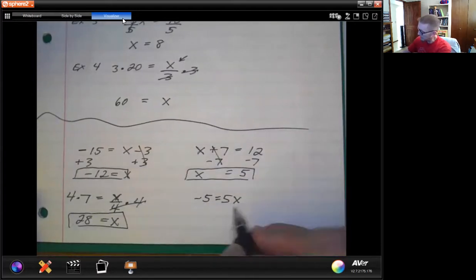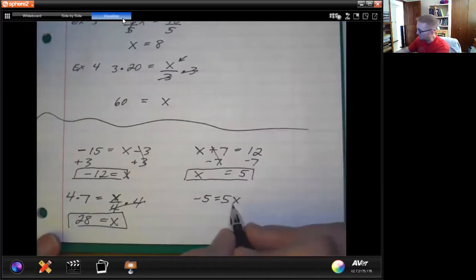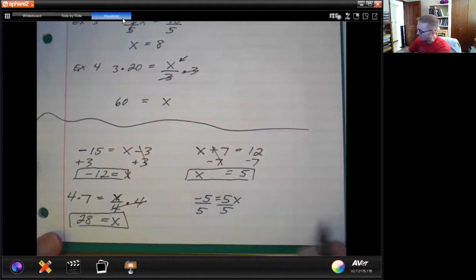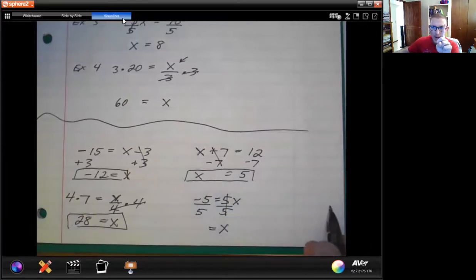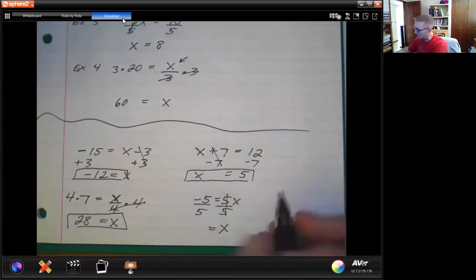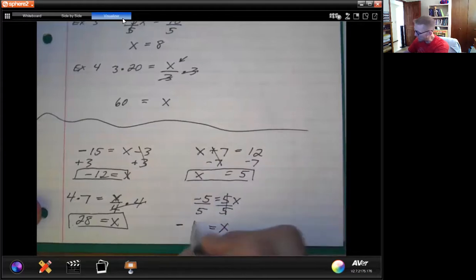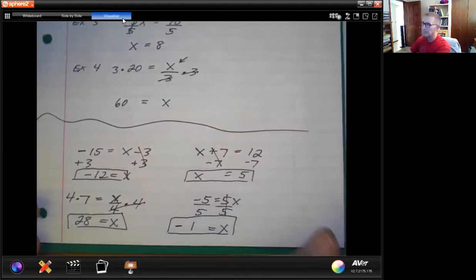The last example here is going to be 5 touching the x. That means 5x. It means 5 times x. And the opposite of multiplication is division. So I'm going to divide both sides by 5. Negative 5 divided by 5. Well, there's one negative in that fraction. So remember, one negative in multiplication and division is going to make a negative. And 5 goes into 5 one time. So that's going to be x equals negative 1.